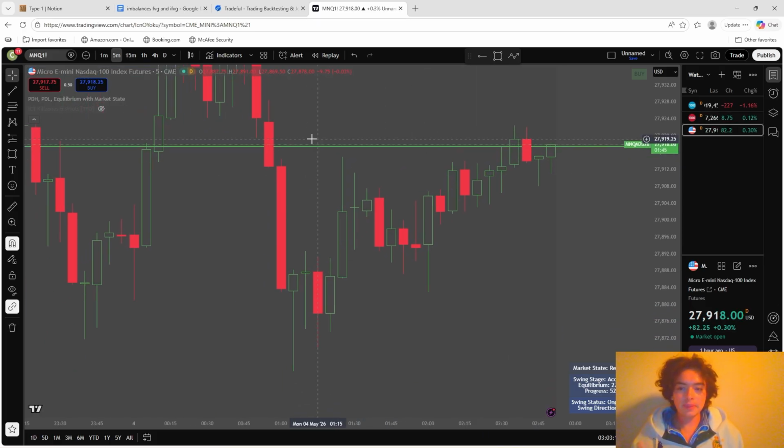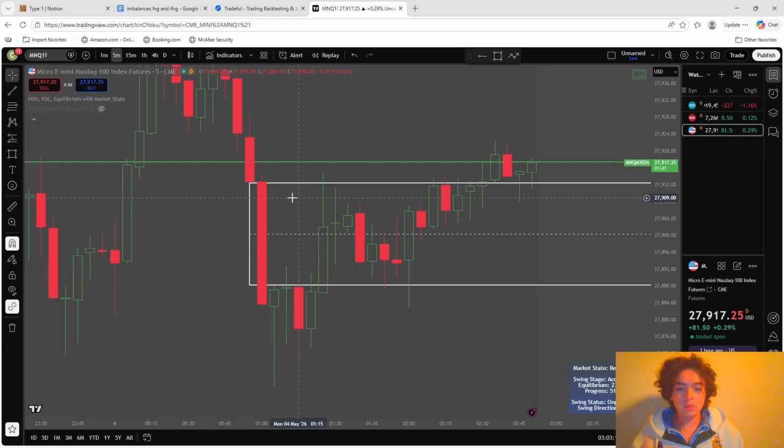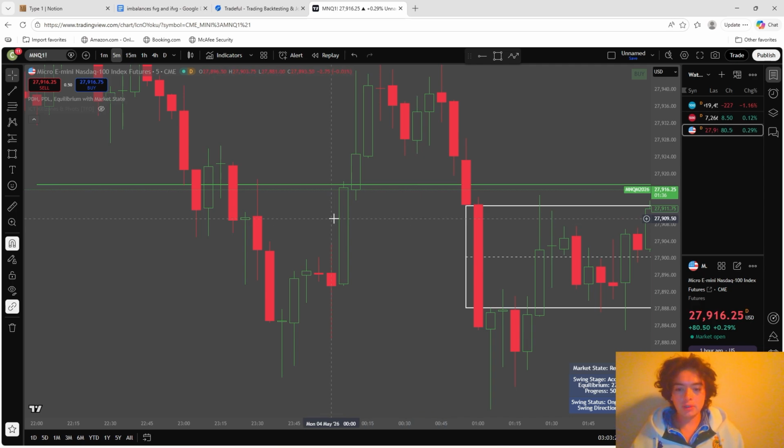So as you guys can see, a 5-minute fair value gap like this is where I actually enter trades, whether it's an inverse like this or even, let's see if we can find a retracement somewhere here soon.